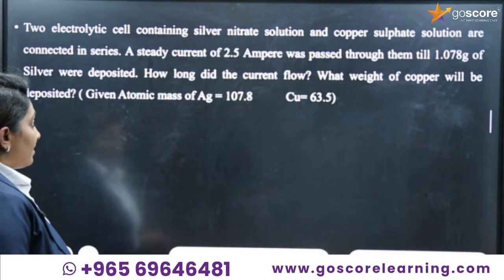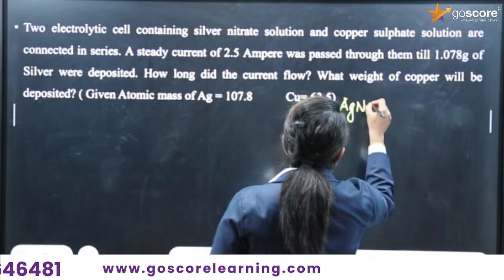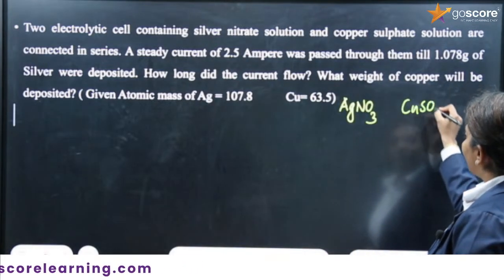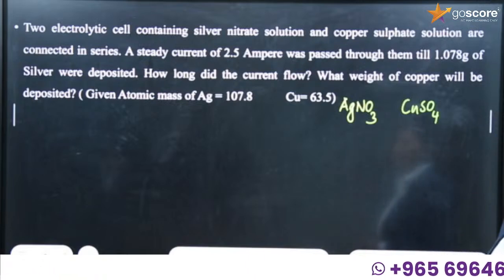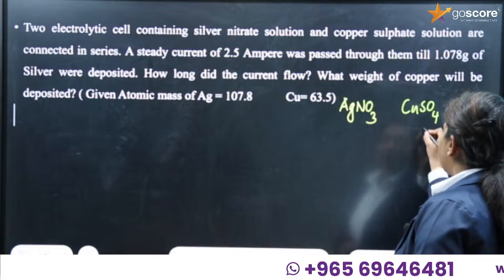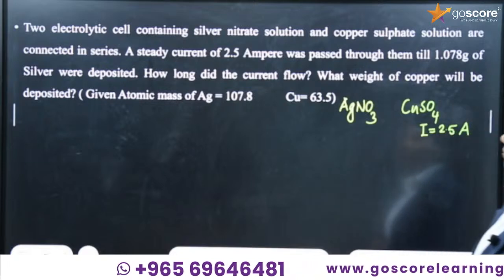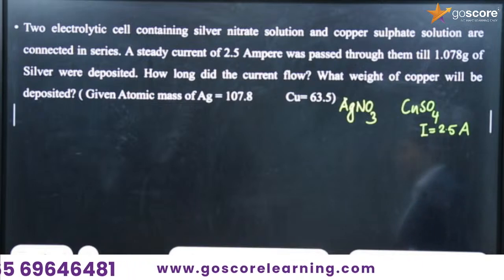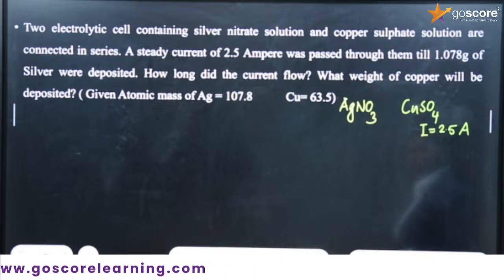Two electrolytic cells, one containing silver nitrate solution and the other copper sulfate solution, are connected in series. A steady current of 2.5 ampere was passed through them till 1.078 gram of silver was deposited. Then you have to find out how long the current flowed and what weight of copper will be deposited.